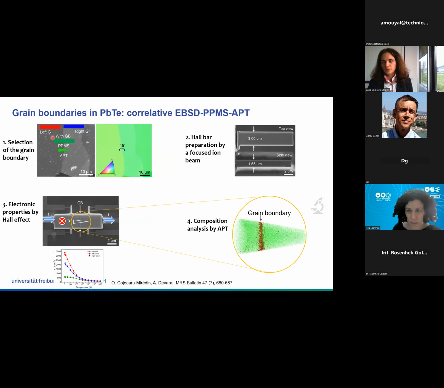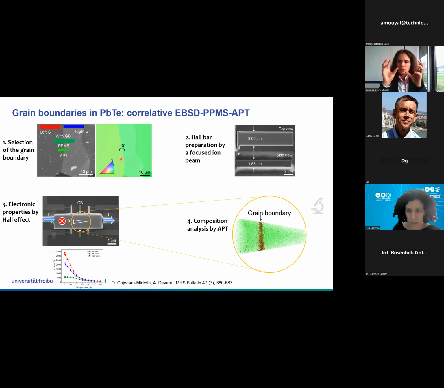While I was still at Aachen University, we developed a new methodology, published last year, which allows us to determine the structure, the transport property, and the composition of a grain boundary. So how is this done? Basically, these are the four steps that we employ. Here we have the laterite material. In SEM, we see different contrasts from different grains. We use EBSD, which shows us the orientation of the grains.